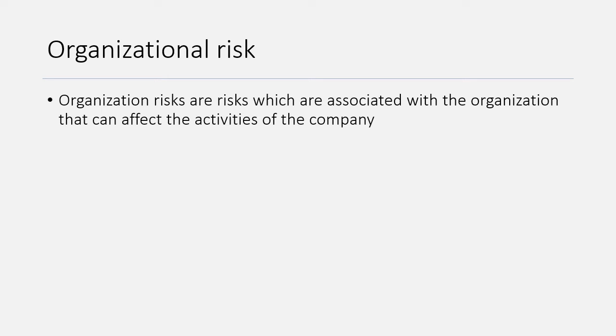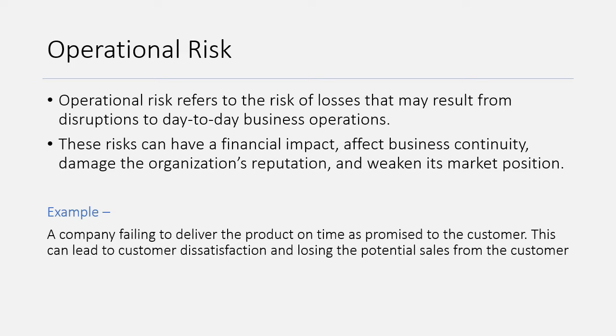Organizational risk. Organization risks are those which are associated with the organization and that can affect the activities of the company. Operational risk. Operational risk refers to the risk of losses that may result from disruptions to the day-to-day business operations. These risks can have a financial impact, affect the business continuity, damage the organization's reputation, and even weaken its market position. Example, a company failing to deliver the product on time as promised to the customer. This can lead to customer dissatisfaction and losing the potential future business from the customer.